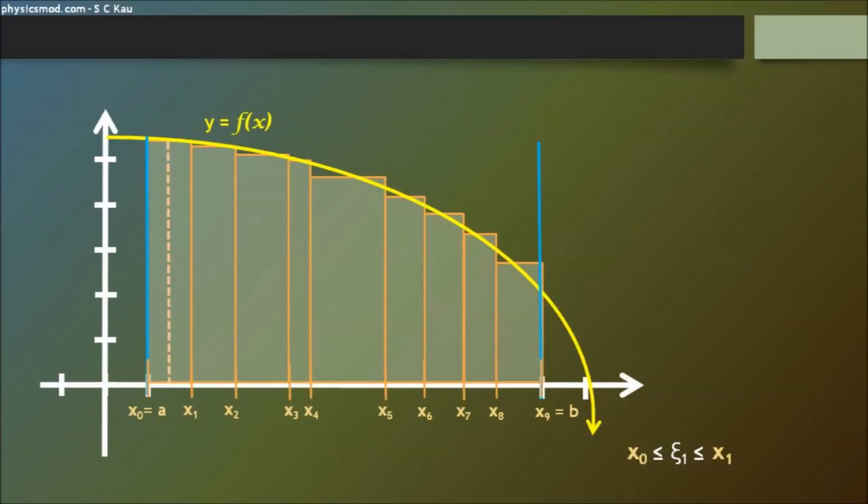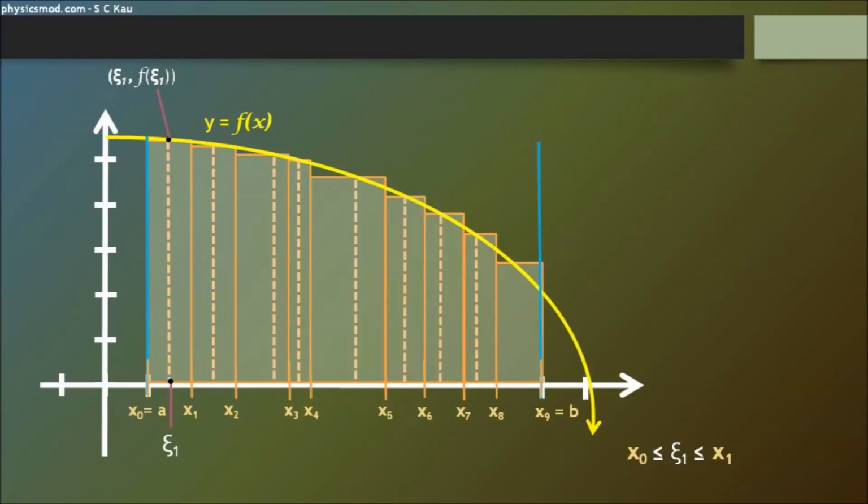Let us choose a point in each rectangle of the partition delta. Let it be psi 1. And on top is a point on the curve which has the coordinate psi 1, f of psi 1. Let this be the case for other rectangles or subintervals.